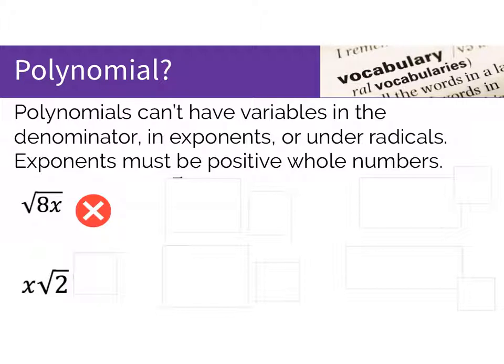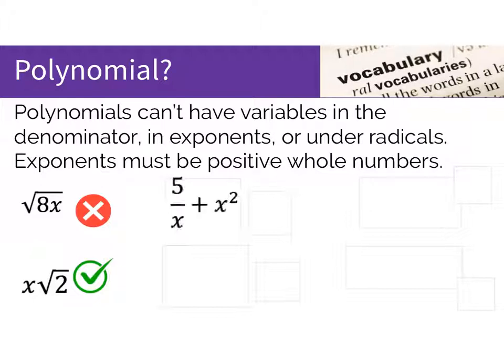Now what about this example down here? What about x times the square root of 2? Is that a polynomial? You might have said no, but it actually is. And the reason is because it's x to the first, and that's outside the radical. And then attached to it is the coefficient, the square root of 2, which is actually just a number. It's 1.4. So this is really 1.4x. So that is technically a monomial or a polynomial.